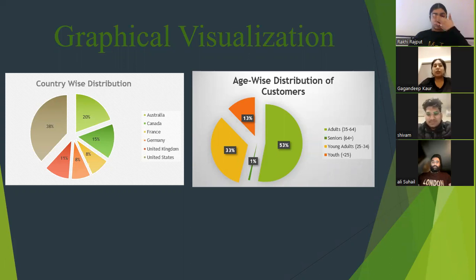The other graph shows the age-wise percentage distribution of customers who made purchases at different stores. We can see that the majority of the customers were adults between 35 and 64 years, which was 53%, and the senior age group, 64 and above, was the least in number with only 1% of the sample. So moving to the next slide.